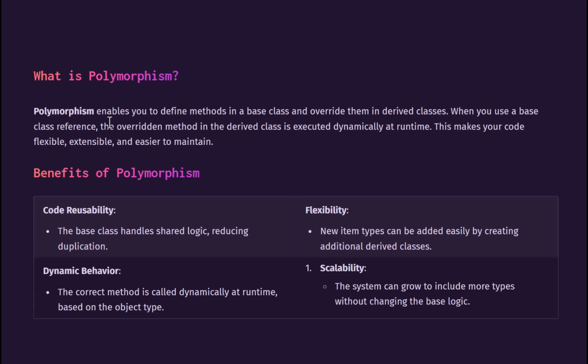Polymorphism, or many-shape, enables you to define methods in a base class and override them in a derived class. When you use a base class reference, the overridden method in the derived class is executed dynamically at runtime. This makes your code flexible, extensible, and easier to maintain.